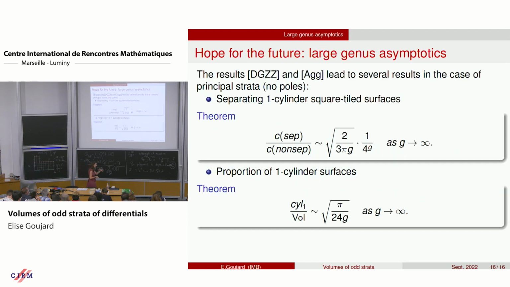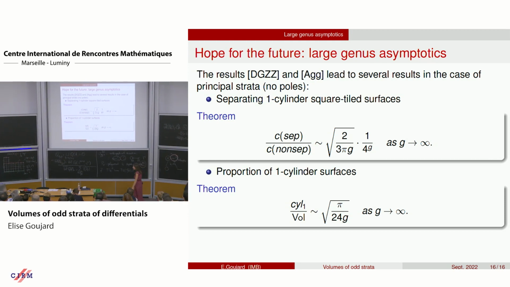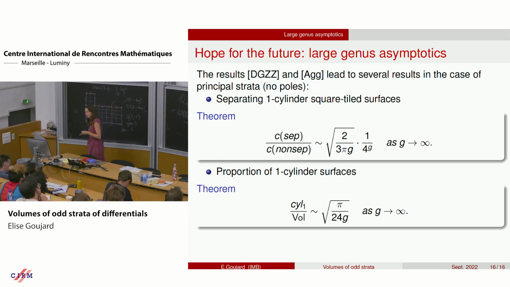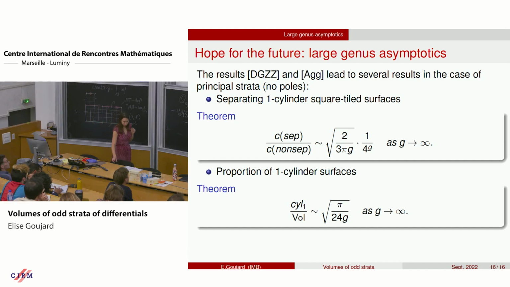Now that I spent most of my time explaining this formula, I want to sell it to you. I want to sell it by saying that the similar formula in the case of principal strata had a lot of consequences in the large genus asymptotics. First of all, there was this work of Amol to compute the large genus asymptotics of strata. But now with the advances of the algebraic approach to these volumes, I'm not sure that it would be the best way to get these asymptotics, but still we get nice results.